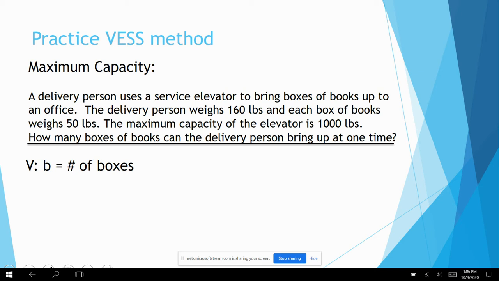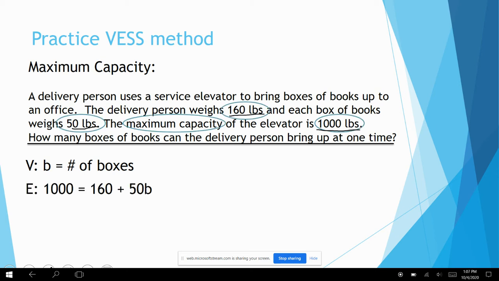Then to write our equation, we find out what other information has to deal with, okay, us bringing up these boxes of books. So we notice that the person weighs 160 pounds, each box of books weighs 50 pounds, and the maximum capacity of our elevator is 1,000 pounds. So we know that our equation is going to have to deal with pounds. One side's going to be talking about, okay, the person plus the boxes, and then that other side is going to be, well, what can that equal? Well, it can equal 1,000 pounds.